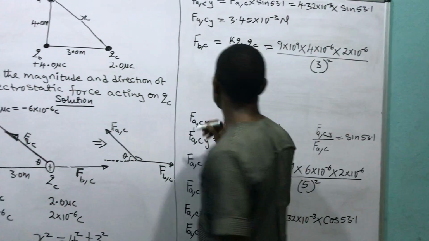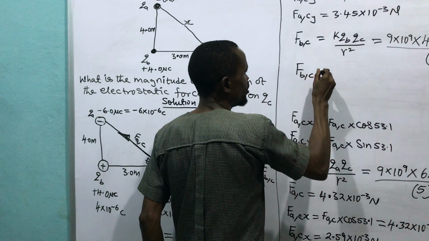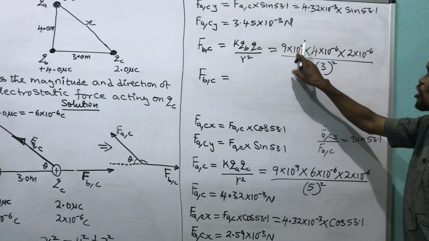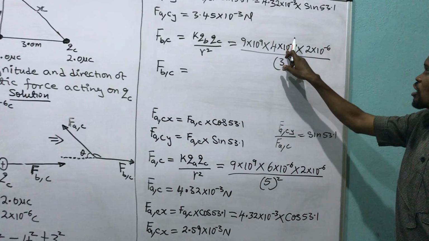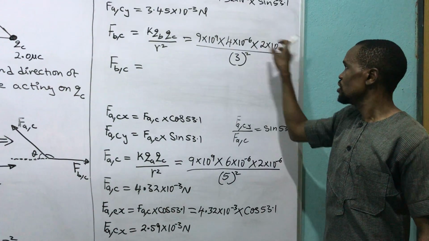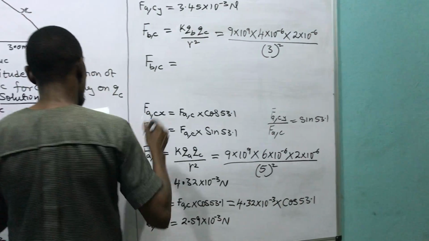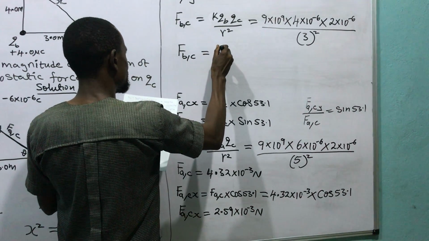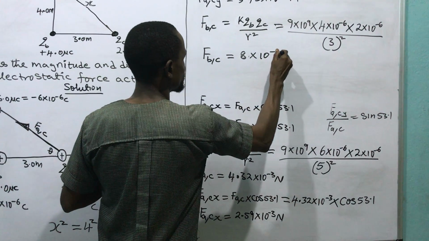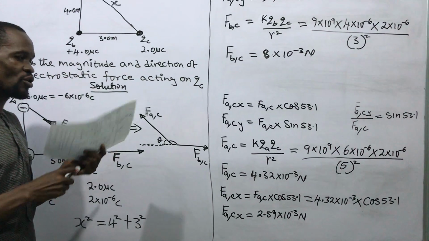And by doing so, if you use your calculator as I've explained before: open bracket 9 shift log times 4 shift log minus 6 times 2 shift log minus 6, close the bracket, divide, open 3, close, raised to power 2, press equals. What you're going to have is 8.8 times 10 raised to power minus 3 Newton. That's what we are going to have when you are using your calculator to do that.